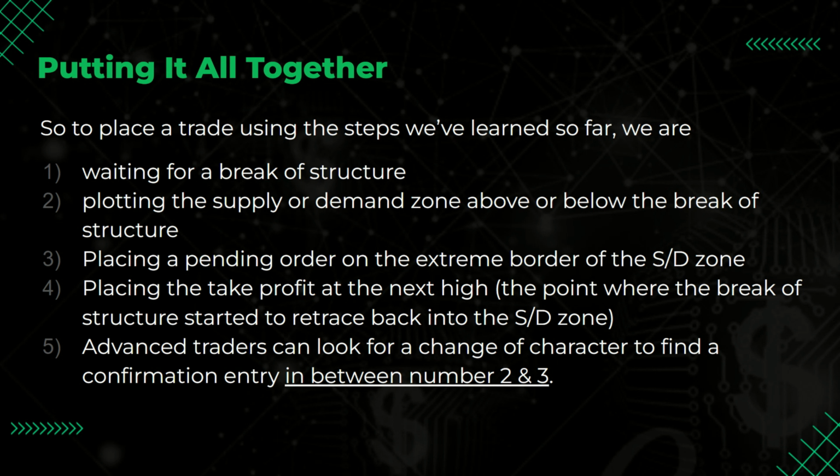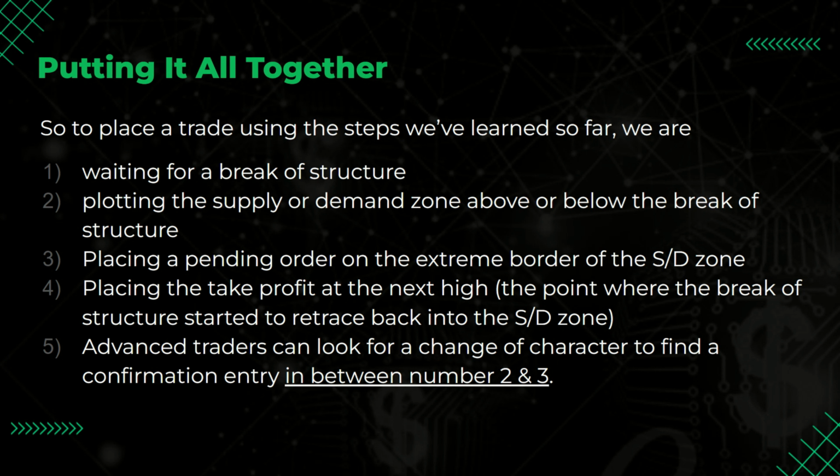So after we place our pending order, we place our take profit at the next high. And just for clarity and to avoid confusion, the next high is simply the point where the break of structure started to retrace back into the supply and demand zone. And just to be clear, I'm going to go over all this on an actual chart and show you everything put together. But I like to always talk it out and go over the slides and then actually apply it to a live chart.